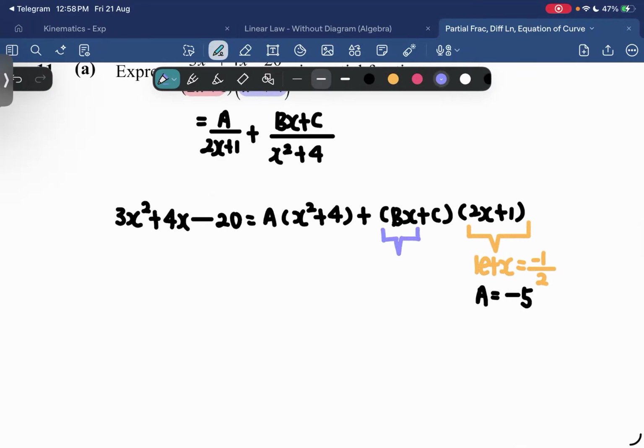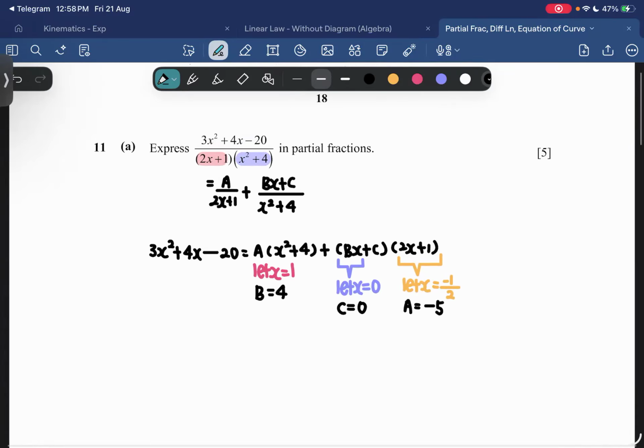Next one is from here, I can let x equals to 0. Okay, when I let x equals to 0, I should be able to find out, eventually I should be able to solve for my c. So my c is also 0. So the last one over here, no choice already. You just let x equals to any number. I usually let x be 1. Okay, so when you let x be 1, then you sub in your a and c accordingly. You'll be able to get b equals to 4.